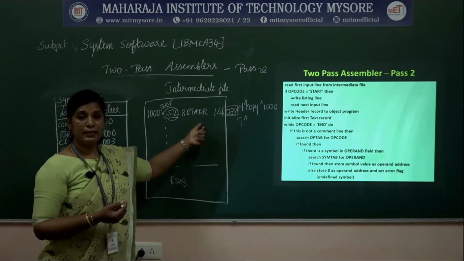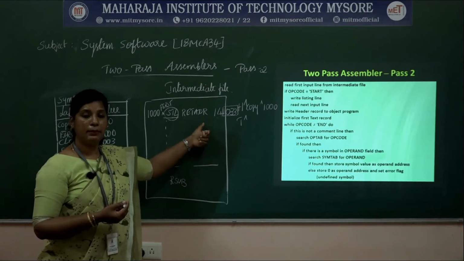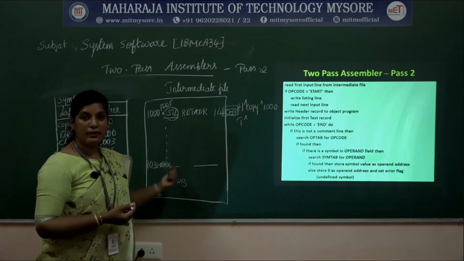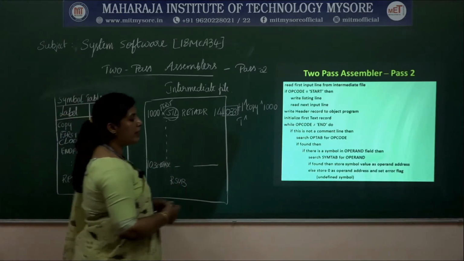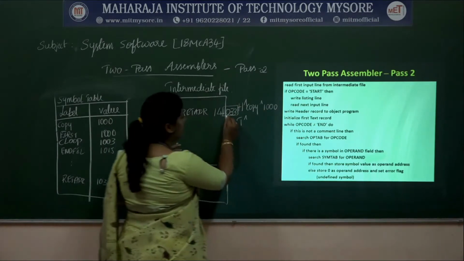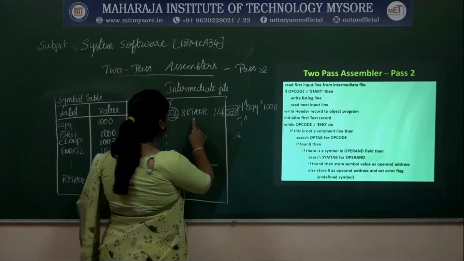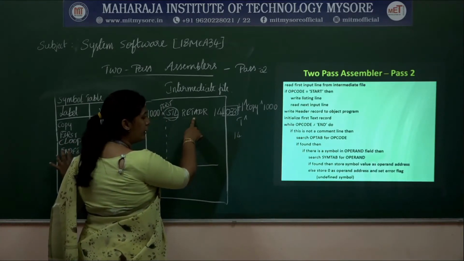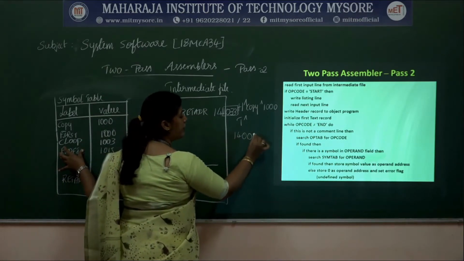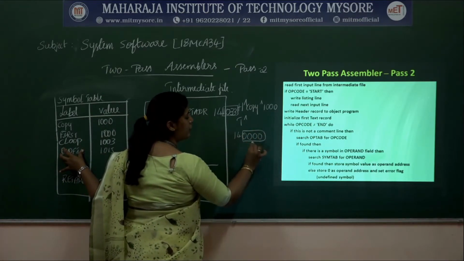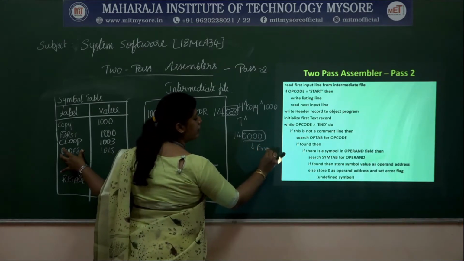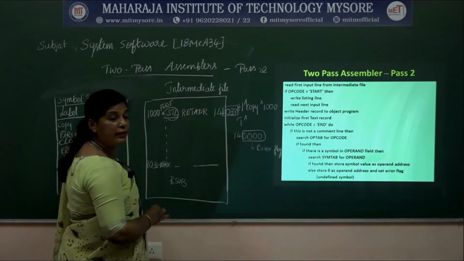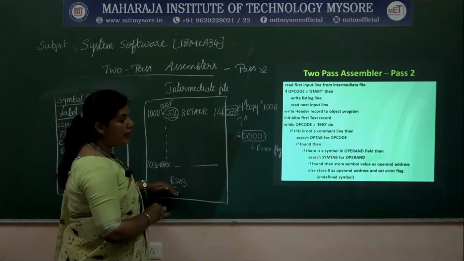Sometimes the user uses a symbol in the symbolic field but forgets to define that same symbol in the label field. At that time the label is missing, so the symbol is missing. If the return address is not present in the symbol table, it is going to set the operand address as 0, and then it is going to set an error flag. This is another possibility.